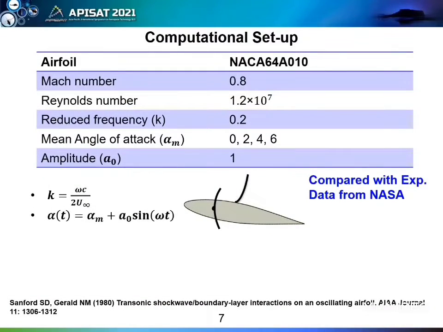The airfoil used for the computation, based on the experimental work, is NACA 64A010, operating at Mach number 0.8 and Reynolds number 1.2 times 10 to the power 7 at a reduced frequency of 0.2. The mean angle of attack varies from 0 to 6. 0 and 4 are actually provided in the experimental data. 2 and 4 are the newly included mean angles of attack, and the amplitude of pitching is 1 degree. Now this equation shows the relation for reduced frequency, where omega is the angular speed, c is the chord length, and U infinity is the free stream velocity. And this second equation is used to determine the instantaneous angle of attack for the mean angle of attack with an amplitude of vibration of 1 degree.